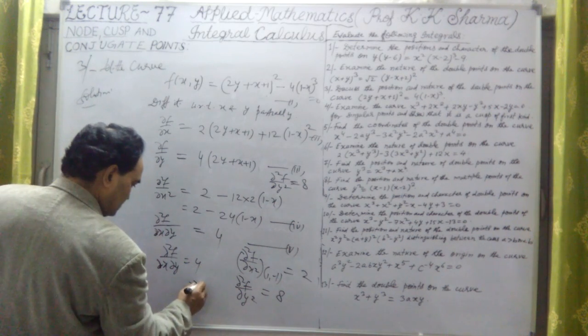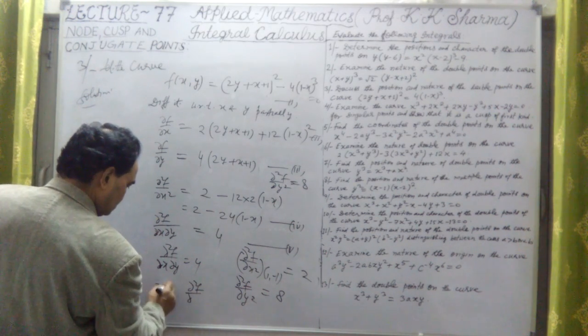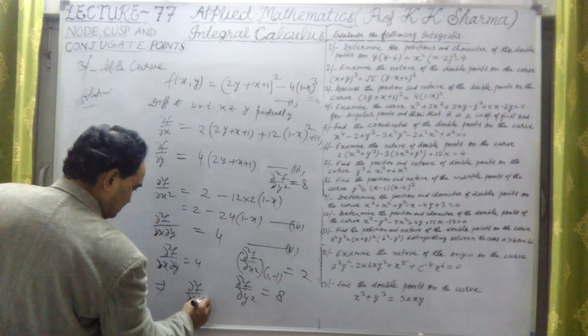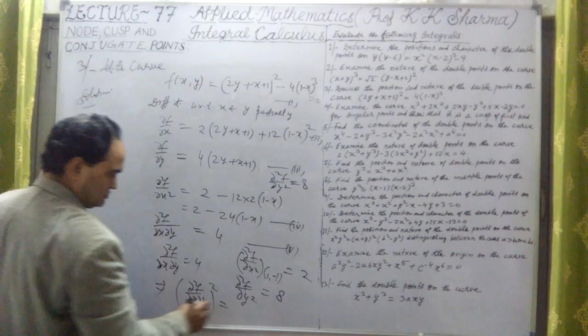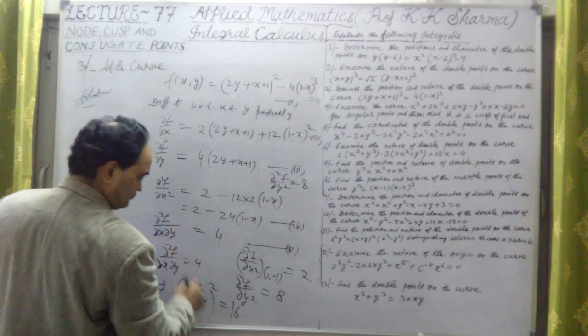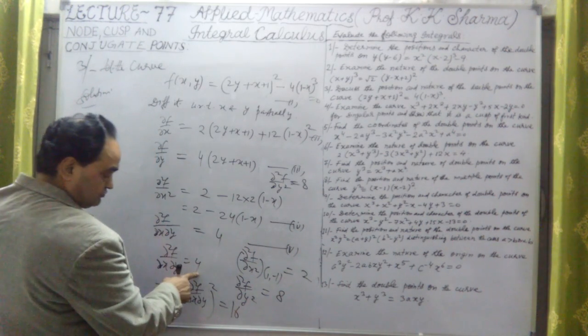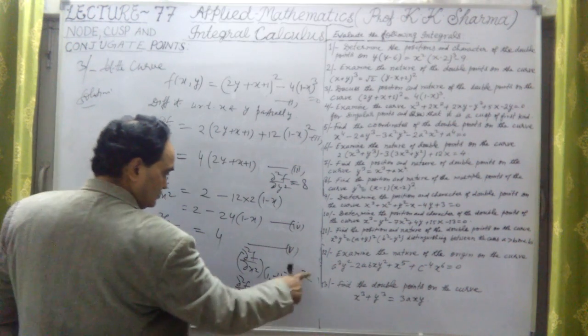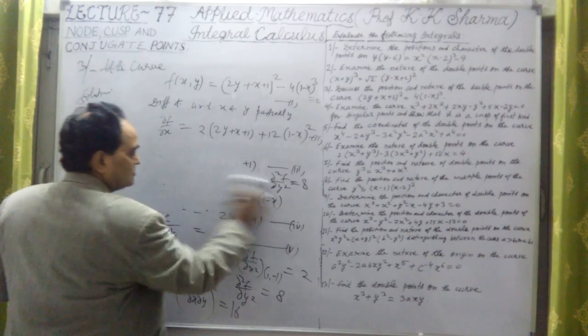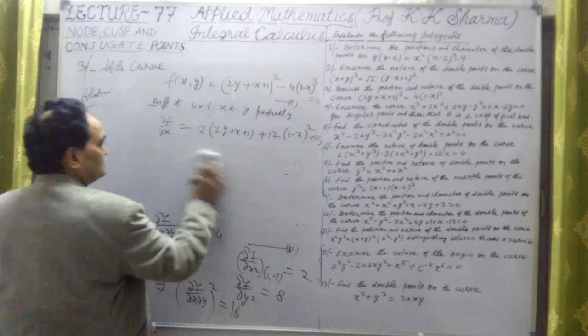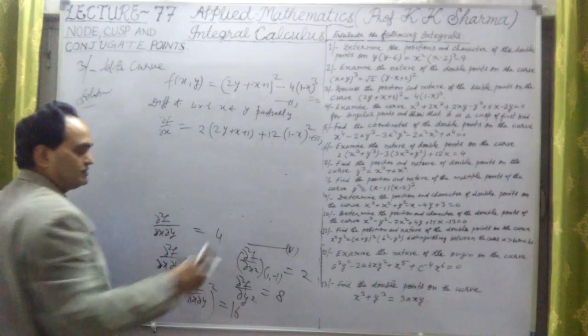This is del square f upon del square. This implies that (del square f upon del x del y) whole square is equal to 16, but 4 square, this is 4 square here, 16. So we see here that there are coincident tangents. So tangents are coincident. Cusp will be there.